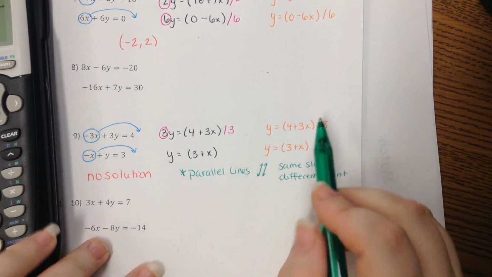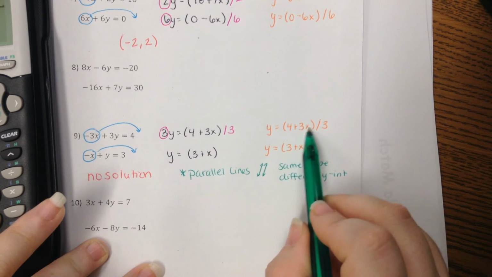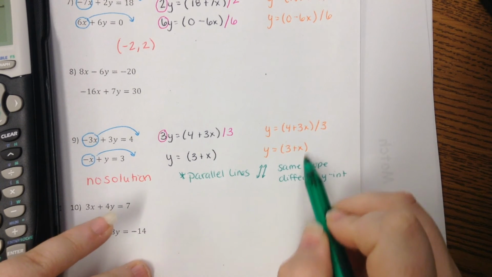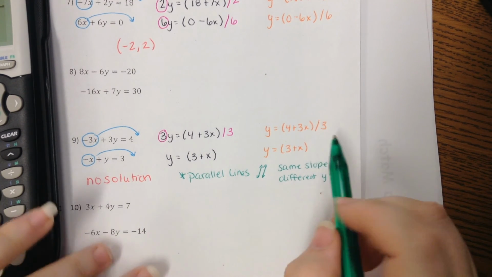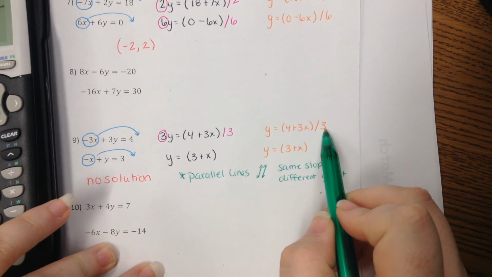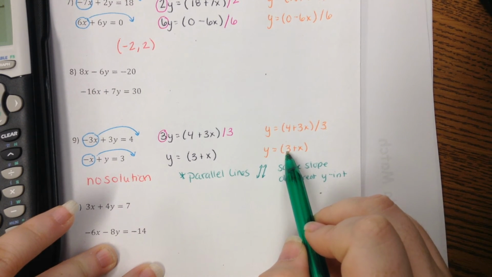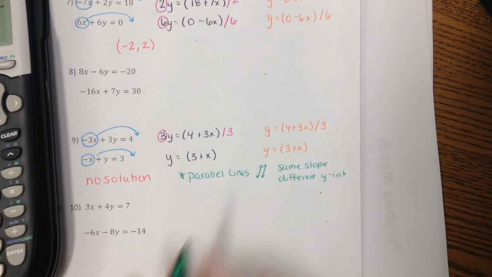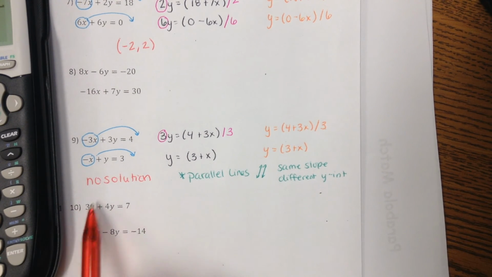So to look at the slope, it's attached to our x. So 3x divided by 3 is a positive x, and this is a positive x. Those have the same slope. Then our y-intercept is our constant, still divided by 3, so it's 4 divided by 3. But then this one has a 3. So this 4/3 and 3, they have different y-intercepts. So they are in fact parallel. So this is in fact no solution.